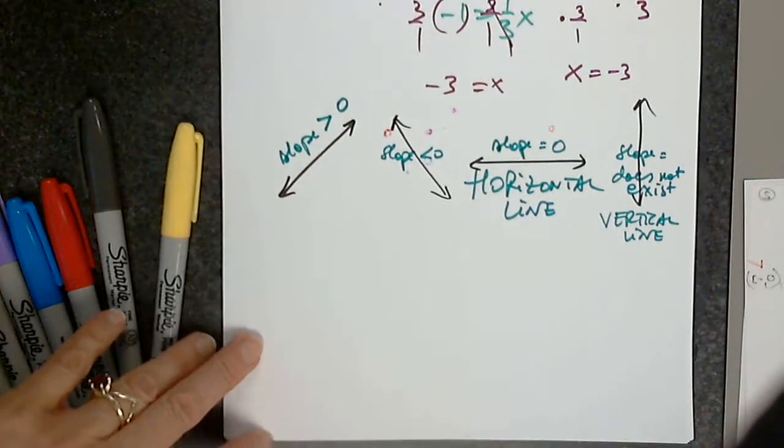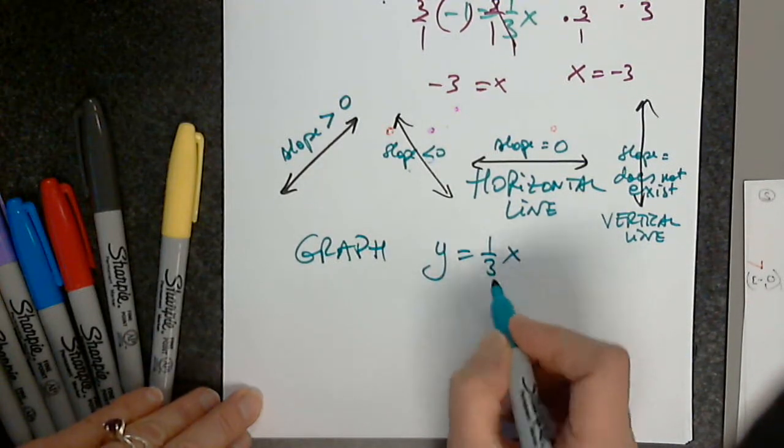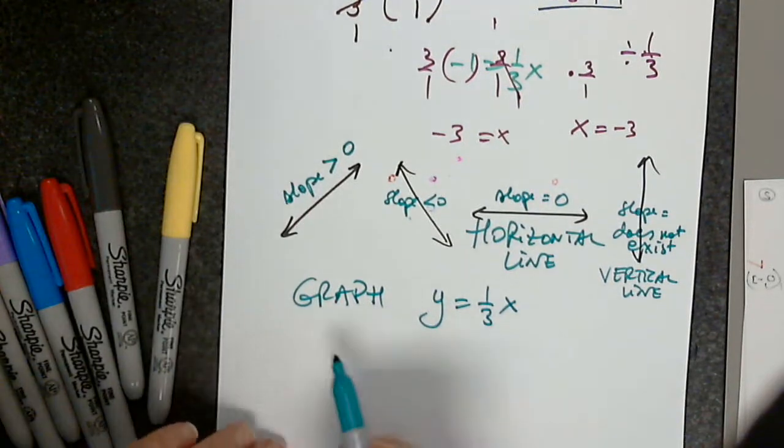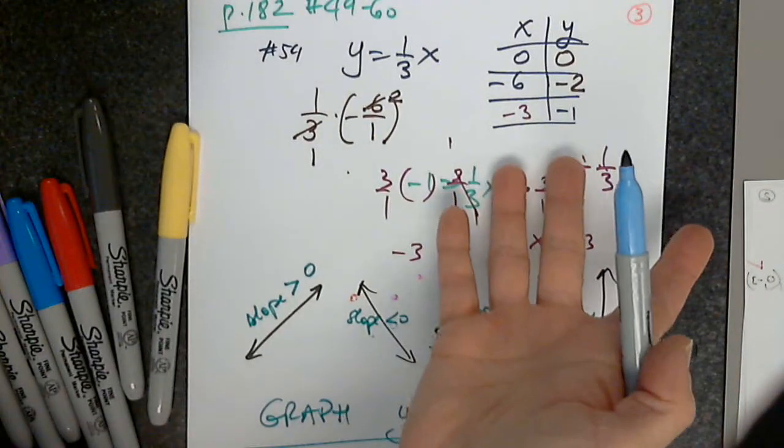I'm coming back to this line. I want to graph it. Graph y equals 1/3 x. I know it's a line. How many points do I need in order to graph a line? 2. Exactly. Can I use 3? Of course. Can I use 4? Yes. Can I use 1? No. Through 1 point, look how many lines I can draw. Infinitely many through 1 point. But how many lines can I draw through 2 points? Just 1.